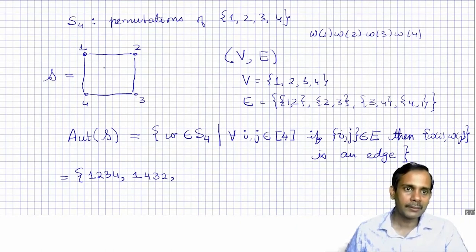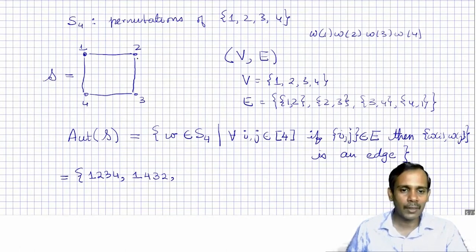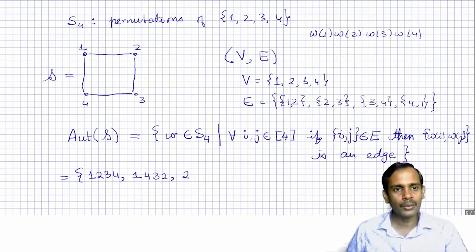Why does 3 have to stay where it is? Because 3 is the only vertex which is not connected to 1 by an edge. And 1 is fixed. So that means 3 will also have to be fixed. Okay, so we've written down all the permutations in Aut S where 1 goes to 1. Now let's see what happens if 1 goes to 2. So if 1 goes to 2, then 2 must go to something that's adjacent to 2, right? So 2 must go to either 3 or 1.